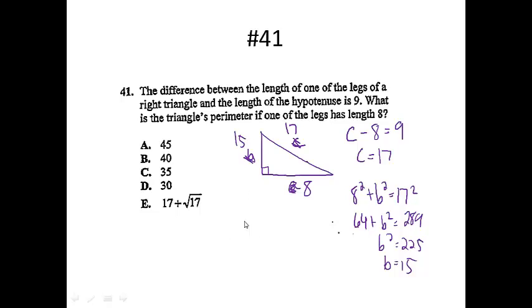And then if I add those all together, because it asked me for the perimeter, 15 plus 17 plus 8, and that did equal 40. So that gave me one of my choices, so that's how I knew to do that.